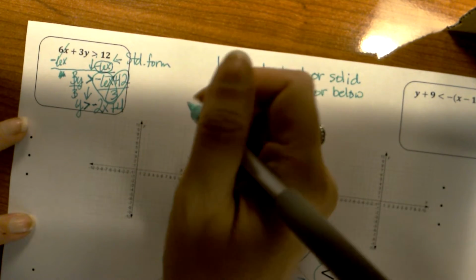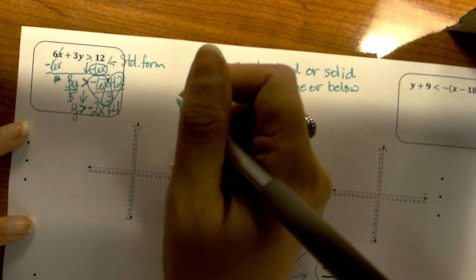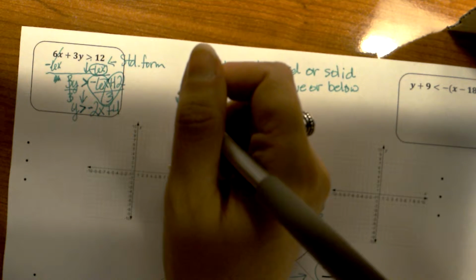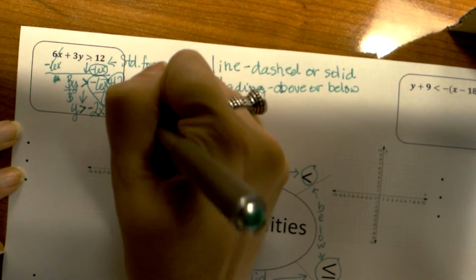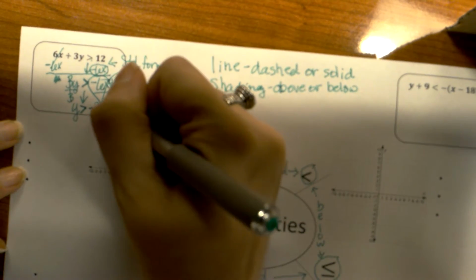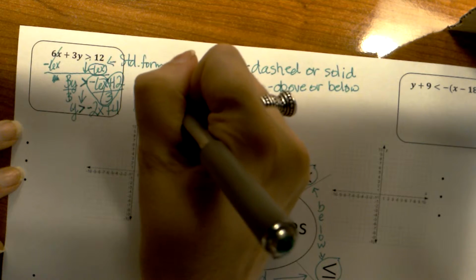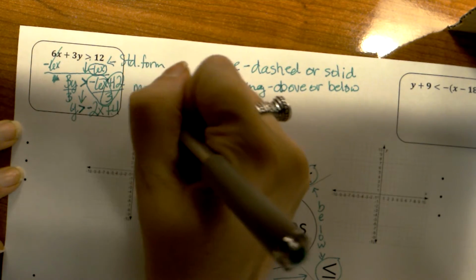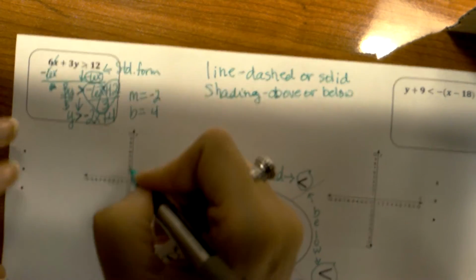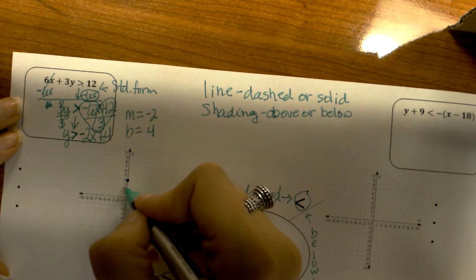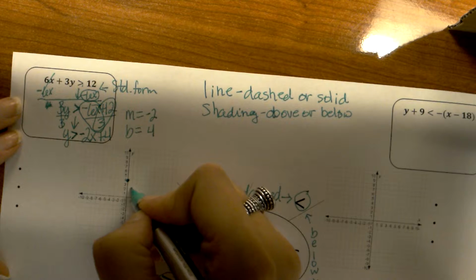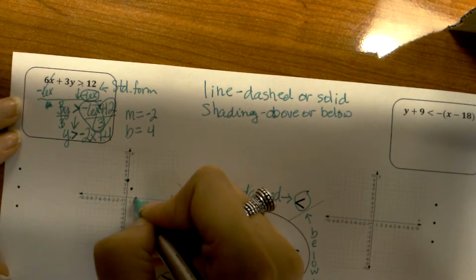Okay? So graphing an inequality at first is the same as graphing an equation. We have to use two values. That's our slope and our y-intercept. Our slope right here is negative 2, and our y-intercept here is 4. So we put those on the line. We start at our y-intercept of 4, and we're going to go down 2 and right 1. Down 2 and right 1.